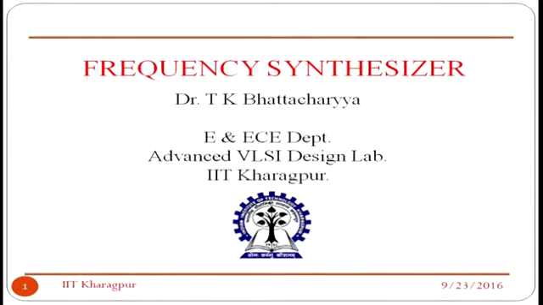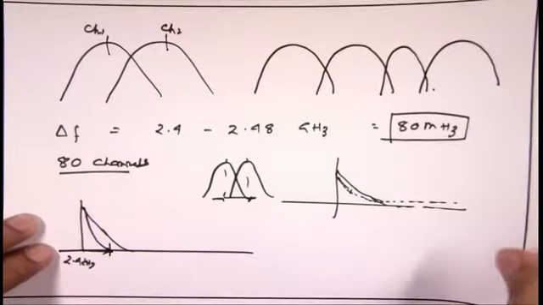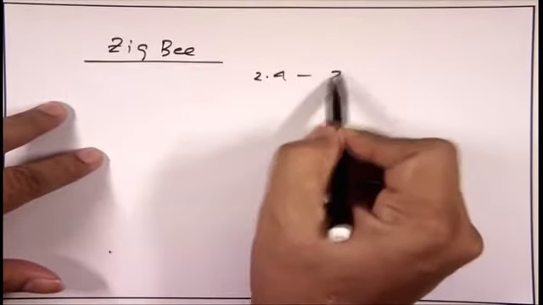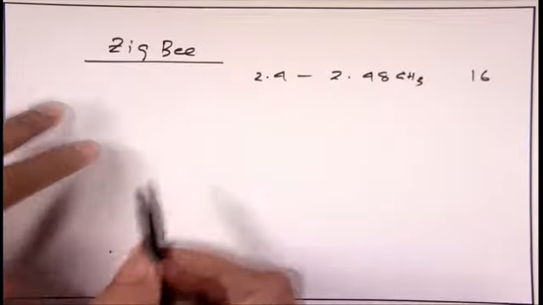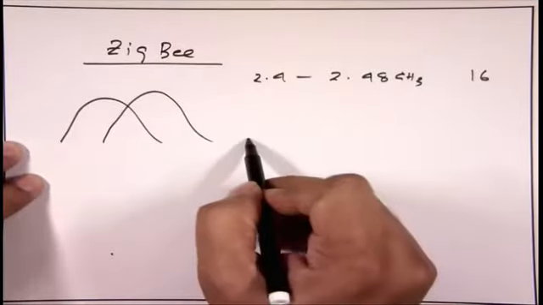Second one, if it is 2.4, let me go to this 2.4. I am going to take a simple example, say Zigbee. Are you familiar with Zigbee? Zigbee is for instrumentation or for wireless sensor nodes. Then you are getting say 16 channels. Same 2.4 to 2.48 gigahertz, but the number of channels is 16. So what will be the channel spacing? Essentially that will be 5 megahertz.